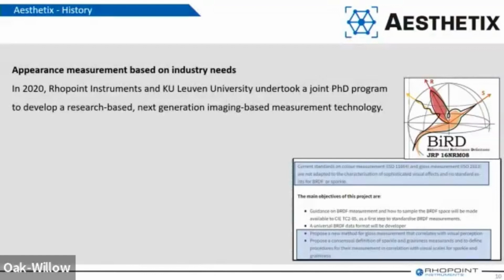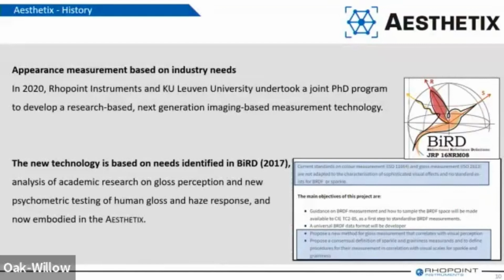So we as committee members, there were instrument manufacturers, paint manufacturers, consumer goods, we all came together to build a new framework. And because a big chunk of that was about gloss measurement, there were recommendations that we should measure gloss in a better way, which matches our eyes. Rhopoint jumped on board with that. And we started a PhD study with a university called KU Leuven in Belgium, who are a leader in this field and a big part of this study.